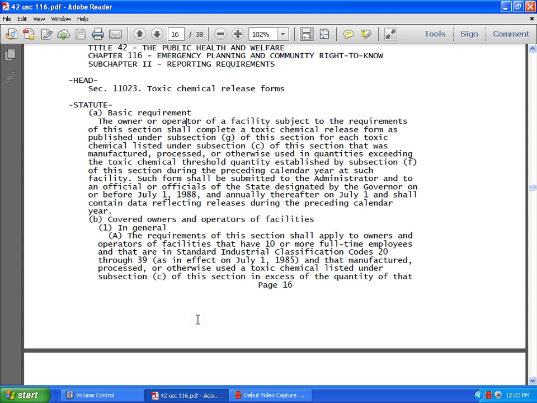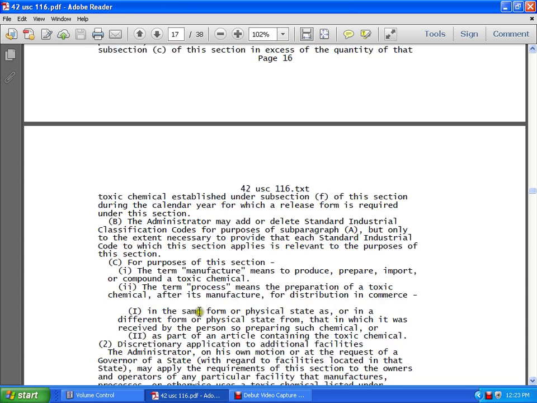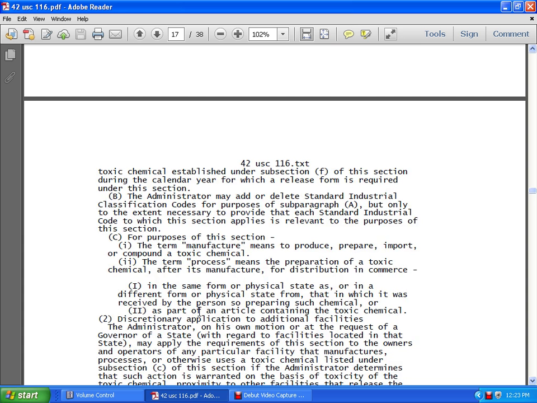In general, the requirements of this section shall apply to owners and operators of facilities that have 10 or more full-time employees and are in standard industrial classification codes 20 through 39, as in effect on July 1st, 1985, and that manufactured, processed, or otherwise used a toxic chemical listed under subsection C of this section in excess of the quantity of that toxic chemical established under subsection F of this section during the calendar year for which a release form is required under this section.